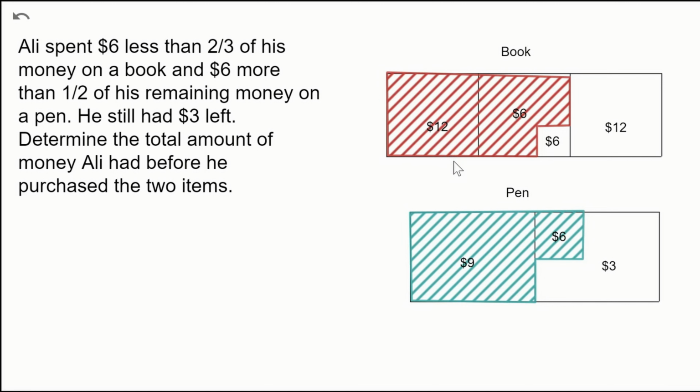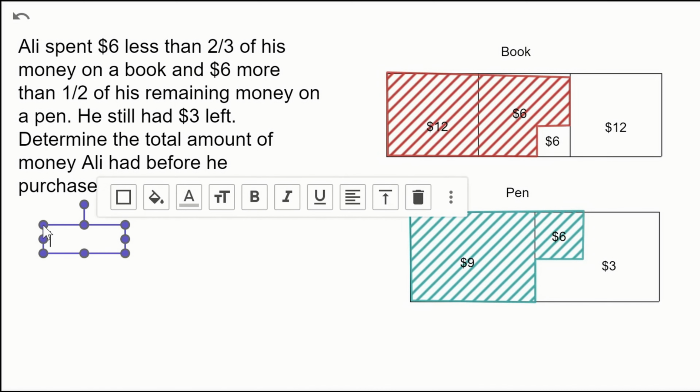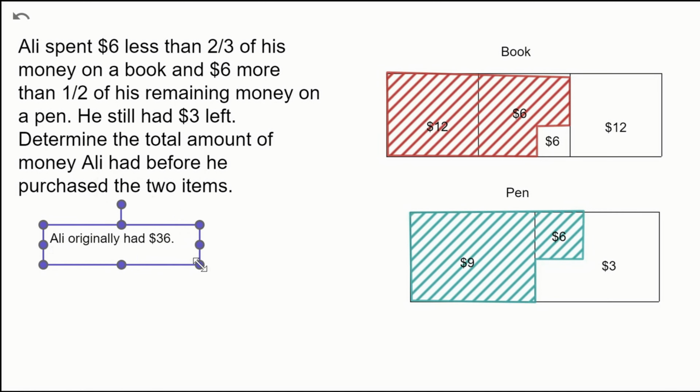Since we mentioned earlier that the entire rectangle divided into thirds represents Ali's original amount of money, we know Ali originally had 12 times 3, which is $36. So we will write that down as the answer to our problem. Ali originally had $36. And that's the answer to the problem.